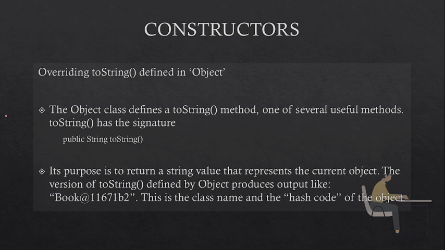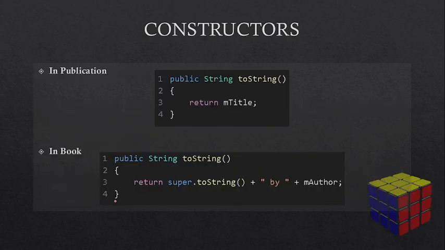So the version of the string defined by the object produces like this. So book at 11671b2. So this refers to the class name, diba? Class name, and then the hash code of your object. So the hash code related na siya sa memory.